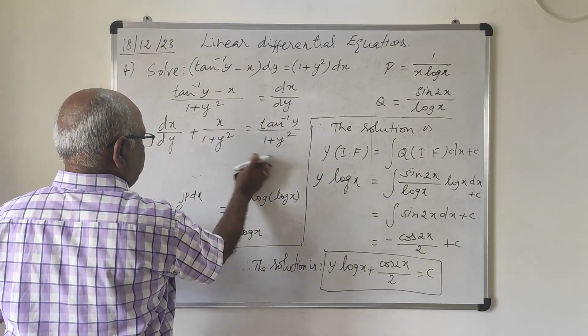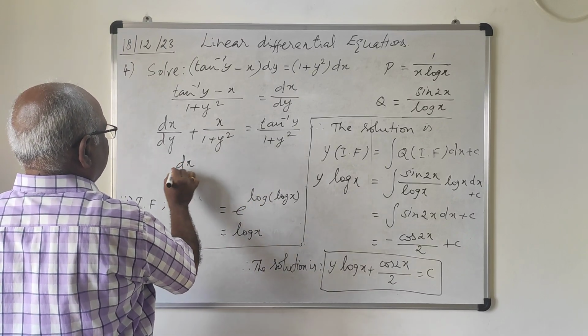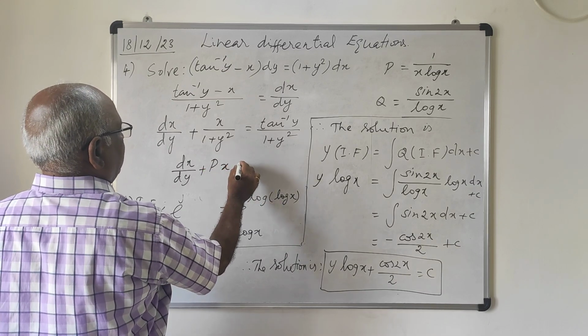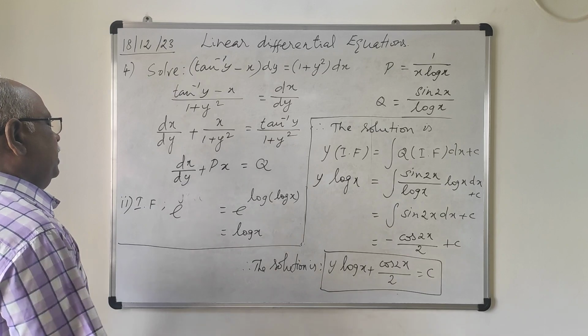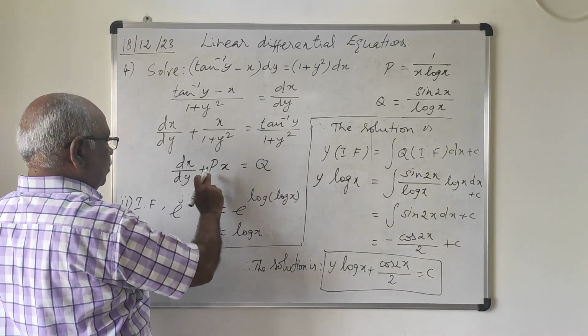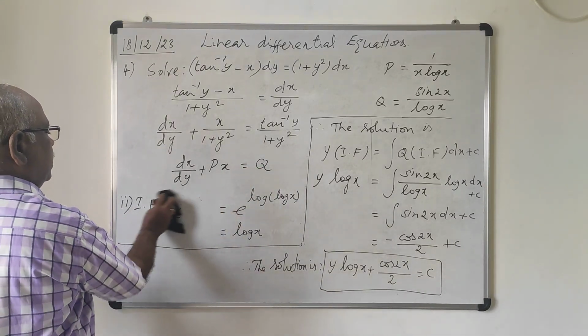This equation is of the form dx by dy plus px equal to q. Here x and y roles are interchanged. It is not in the form dy by dx plus py equal to q. It is dx by dy plus px equal to q. The roles of x and y are interchanged.